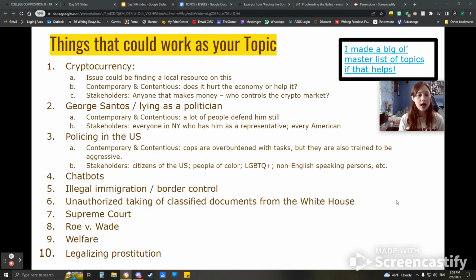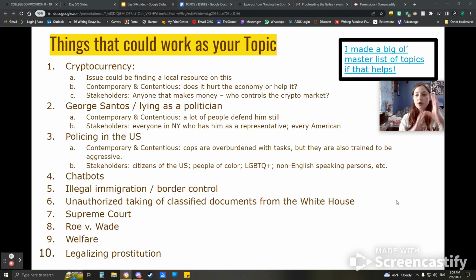And then I kind of listed these other ones. So chat bots, AI, illegal immigration and border control, unauthorized taking of classified documents from the White House. Supreme Court, I would say specifically, considering how much power they have. And then even Roe v. Wade, them nullifying Roe v. Wade could be another aspect that you could look at. Welfare, is it enough? Is it not enough? Is it too much? Do we need more? Could we have welfare services for other things? Legalizing prostitution, I thought was a really interesting one.